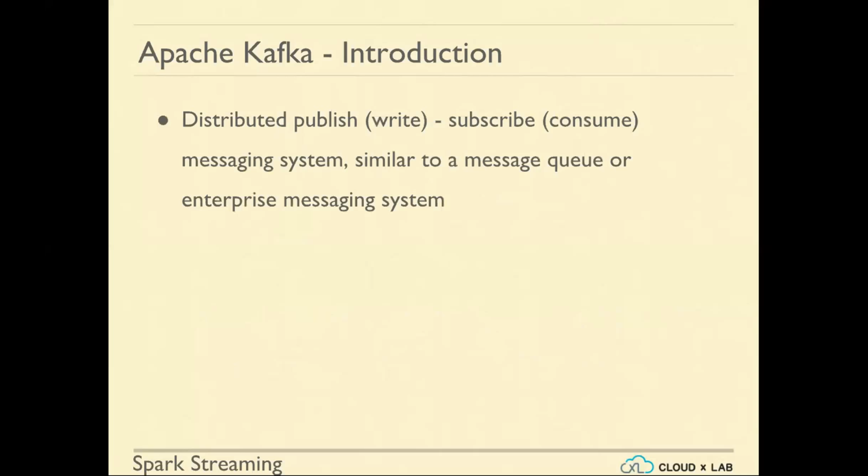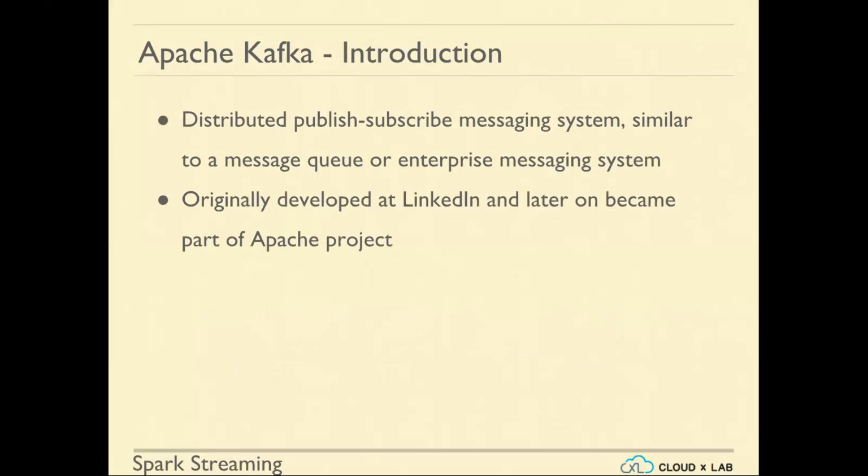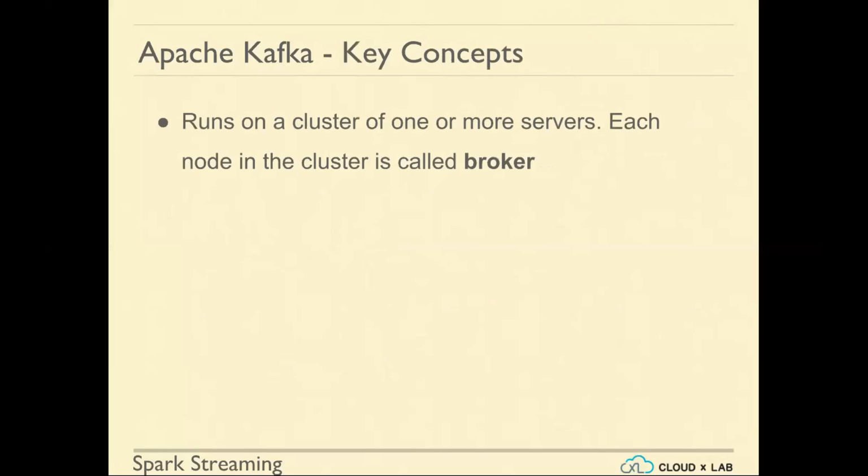It's similar to any message queue or enterprise messaging system, just that it is distributed, meaning Kafka runs on many machines parallelly. Originally, it was developed at LinkedIn, and later it became part of Apache project. It is fast, scalable, durable, and distributed by design. It runs on a cluster of one or more servers. Each node in the cluster is called a broker.